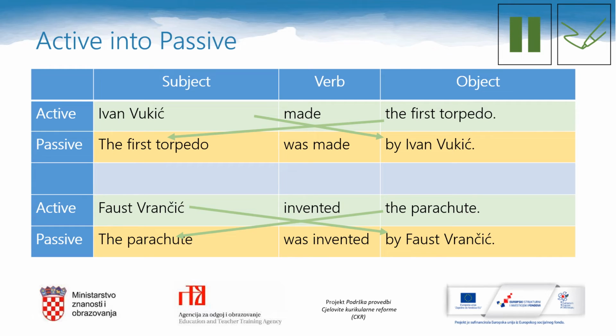Let's read another example. Faust Vrančić invented the parachute. The passive sentence is, the parachute was invented by Faust Vrančić. We use by only if it is important to know who performs an action. If we don't know or if we are not interested in who did the action, then we omit it. For example, somebody broke the window, the window was broken.